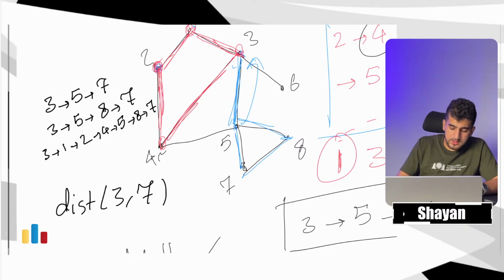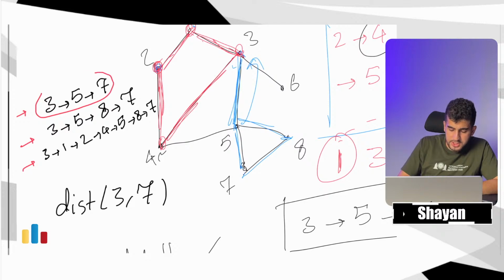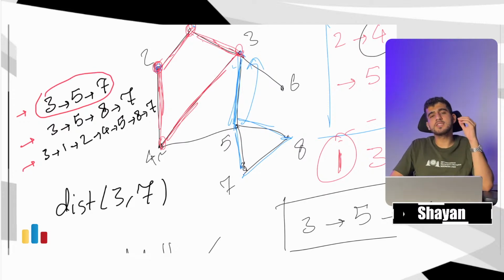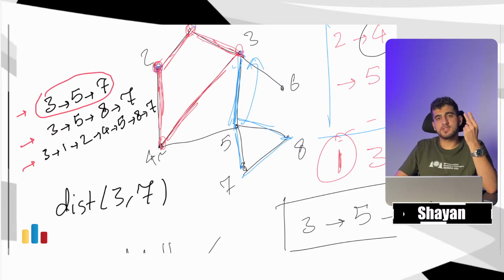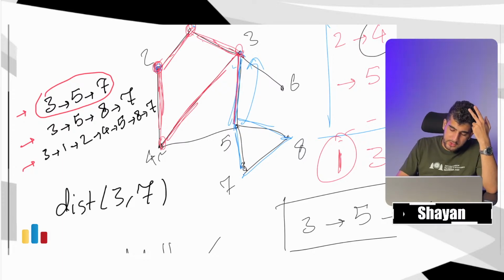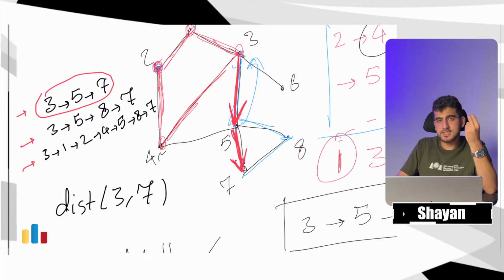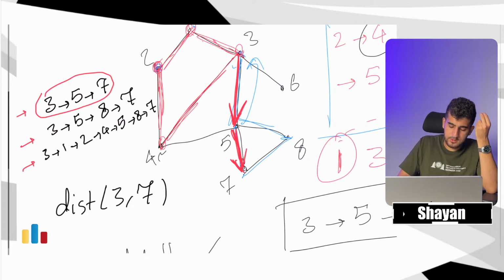So we have all these paths from 3 to 7, but what we care about is the shortest path. The shortest path has 2 edges, so its length is 2. I mean, I have to traverse 2 edges to get from 3 to 7 in my shortest path. So the distance between 3 and 7 is 2.